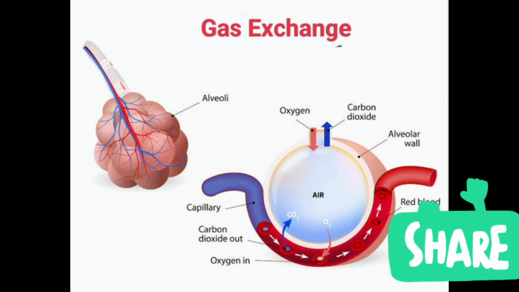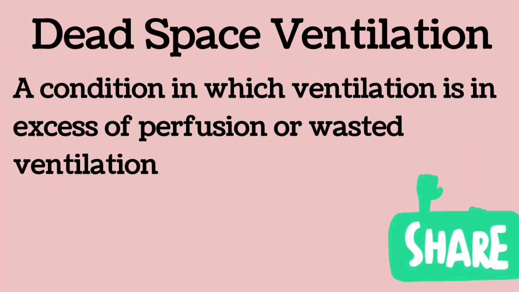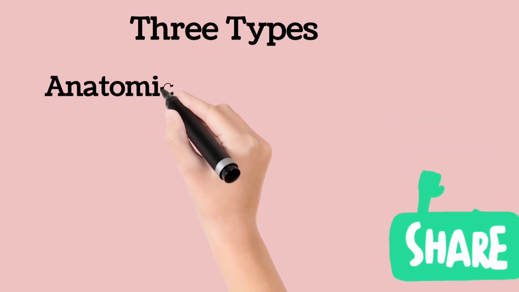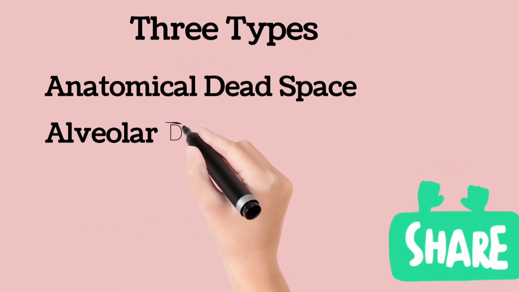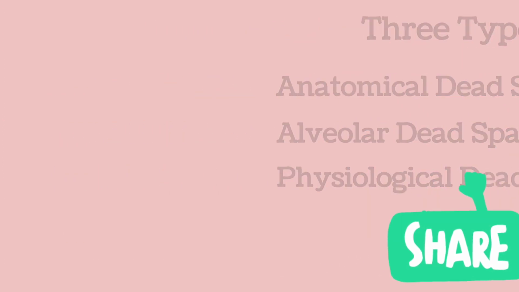Dead space ventilation is defined as wasted ventilation, or a condition in which ventilation is in excess of the perfusion. There are three types of dead space: anatomical dead space, alveolar dead space, and physiological dead space.